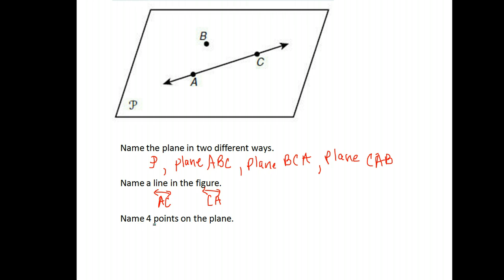And finally, name 4 points on the plane. Well, that would be hard to do because there's only 1, 2, 3 points. So we have A, we have B, we have C. Remember P up here, that is not a point. It is the name of the plane. We know that because it's a cursive or a script letter. So really this last one was kind of a trick question. We can't name 4 points on the plane because there are only 3 points.